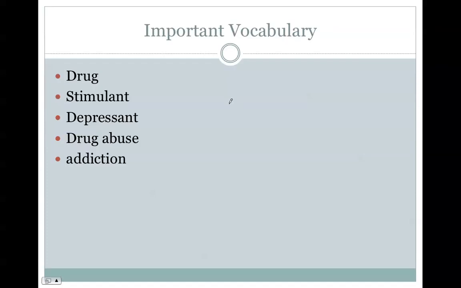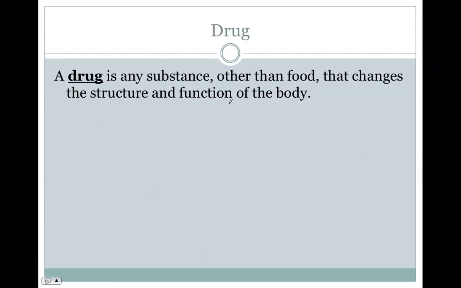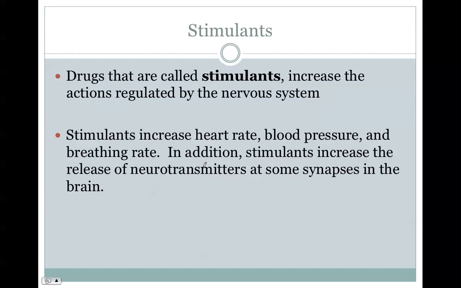Important vocabulary, you need to know this for your quest. Key concepts. The definition of a drug is any substance other than food that changes the structure and function of the body. So again, the drug, whatever it might be, both over-the-counter drugs, prescription drugs, and also illegal substances, these all can be drugs, and this affects your nervous system, which then affects oftentimes both structure and function of your body. And so we have different categories of drugs.